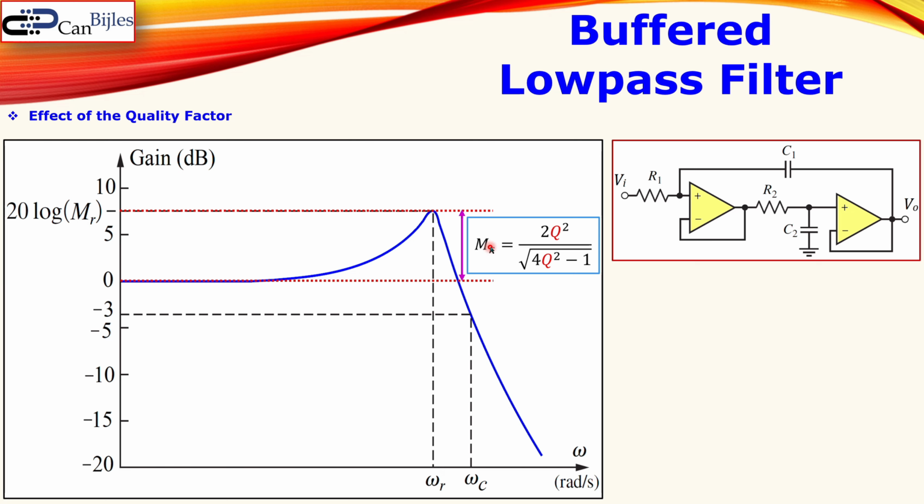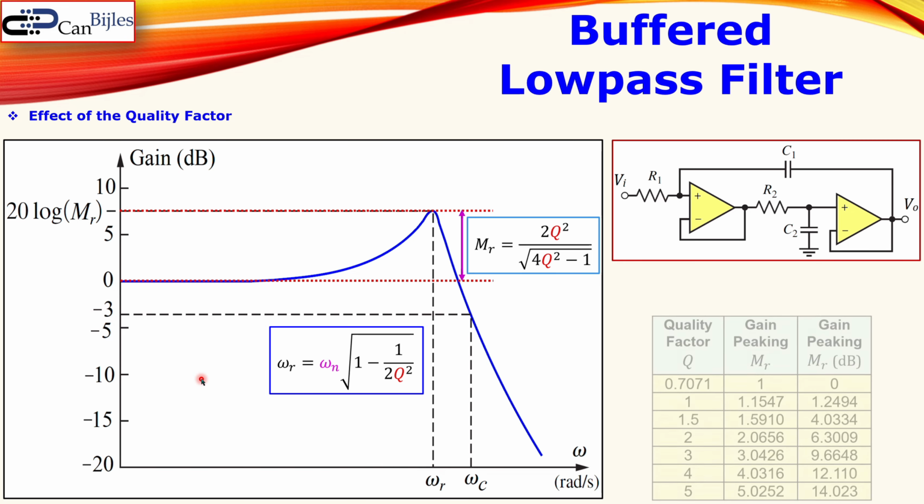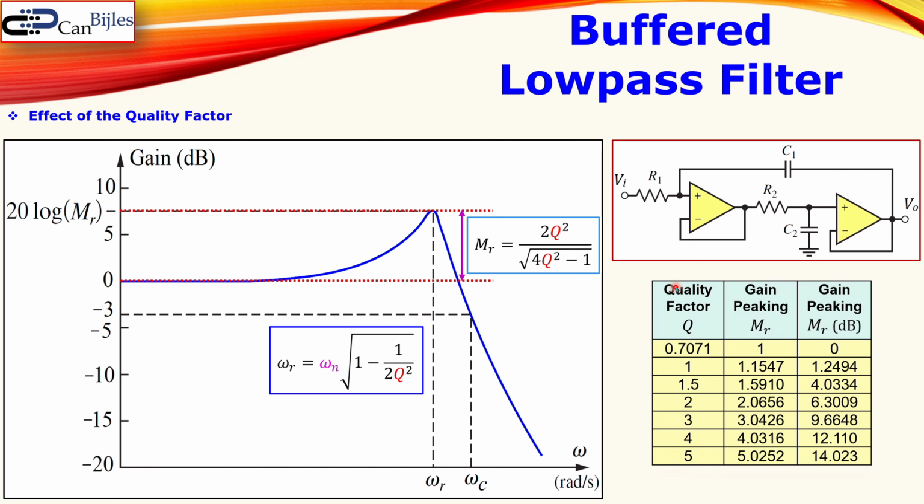And if you want to convert that to dB, you always do 20 log of that value. This always gives you a scalar value. And this gain peaking happens at that resonant frequency omega r using this formula. And here you see the cutoff frequency, which is defined as 3 dB lower than the baseline, so it is at -3 dB in this case. And here you see some values for the quality factor, because this is again only valid for 1 over the square root of 2 or larger for the quality factor.